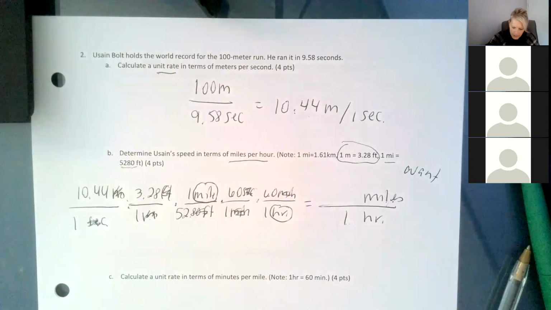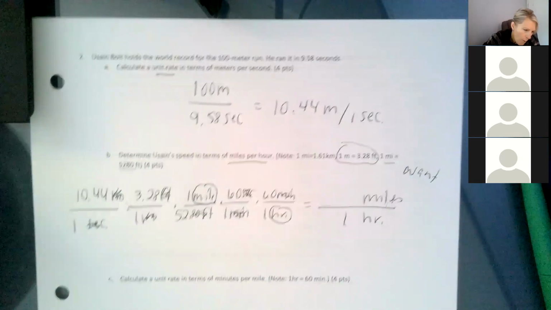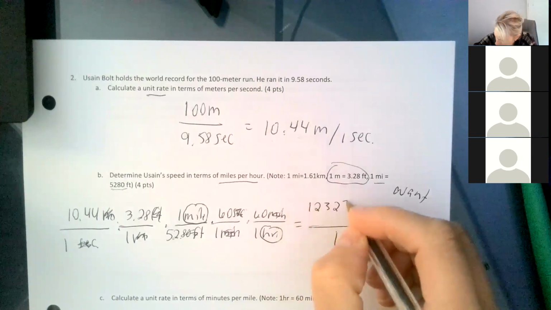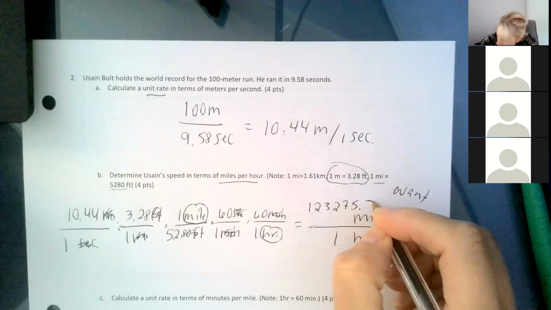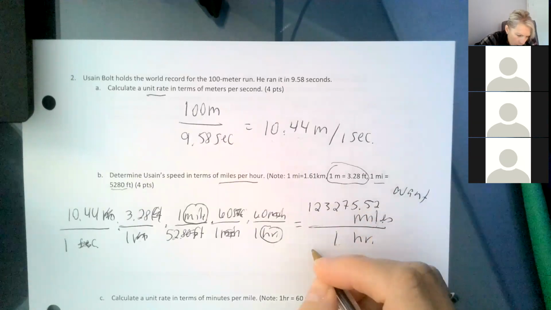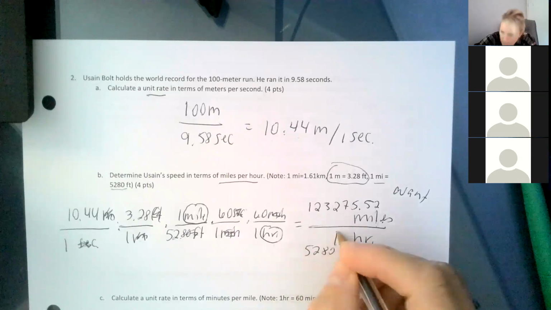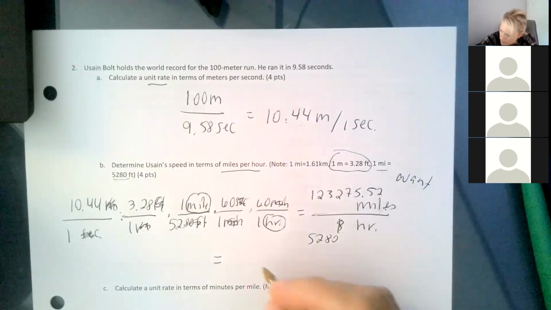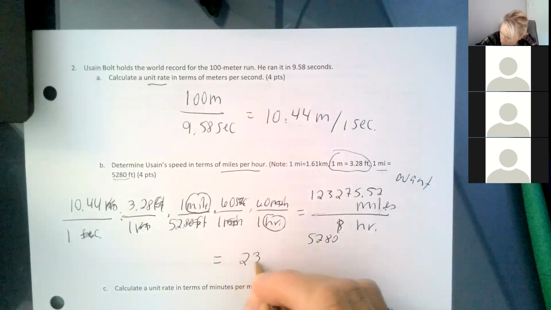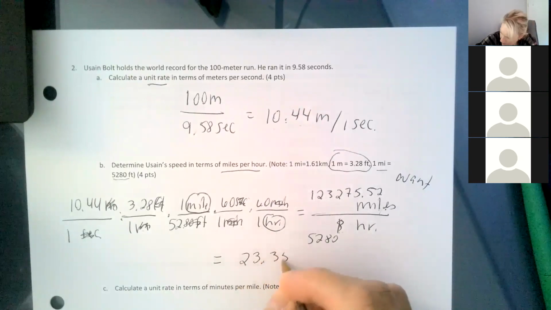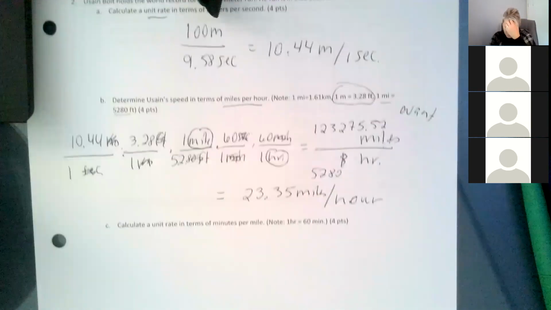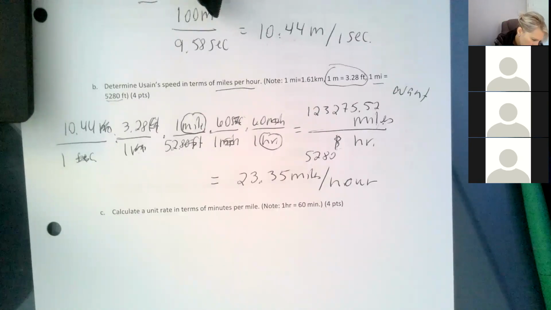And now we should multiply straight across on top and bottom. And when you do that, you get this right here. And then your final dividing to get the unit rate comes out to be, he is running at about 23.35 miles per hour. He is fast. Crazy.